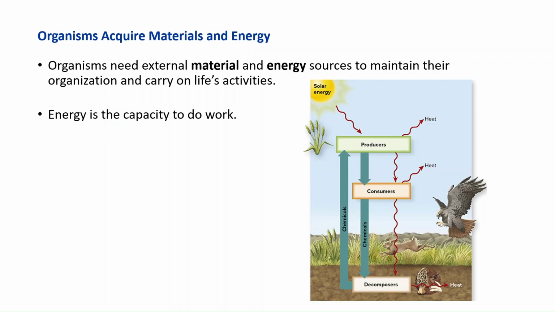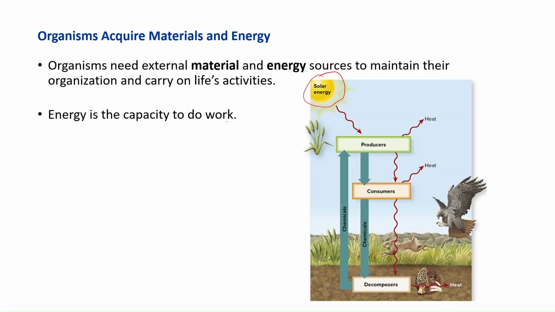Finally, organisms need to acquire material and energy. I mean, you need energy because there's a capacity to do work. Okay? And you need materials to grow, to replace cells and organelles that are worn out, to make whatever the cells are making. To do all of life's activities, you're going to need materials. So basically, the energy comes from the sun. That's the primary source of energy on Earth.